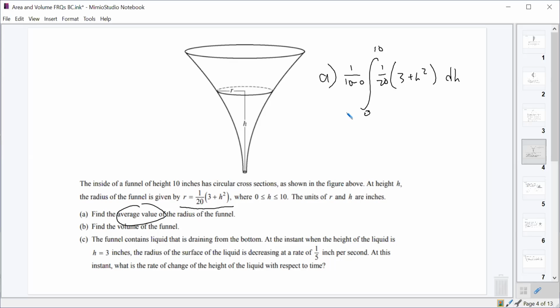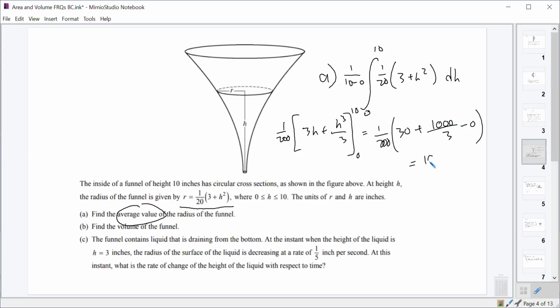And this is 1/10th, and this is 1/20th that you can pull out. So we get 1/200th. The integral of 3 is 3h, and the integral of h squared is h cubed over 3, from 0 to 10, which gives us 1/200th of 30 plus 1,000 thirds minus 0. And whatever that comes out to be, so what is that, 1,090 over 600, it looks like, or 109/60 inches.